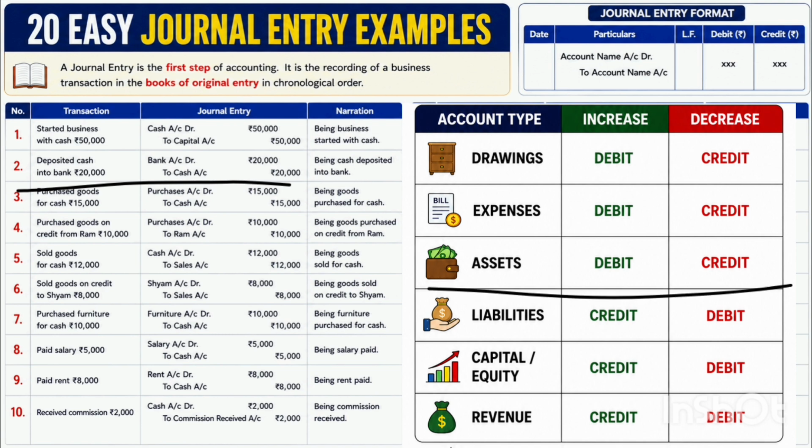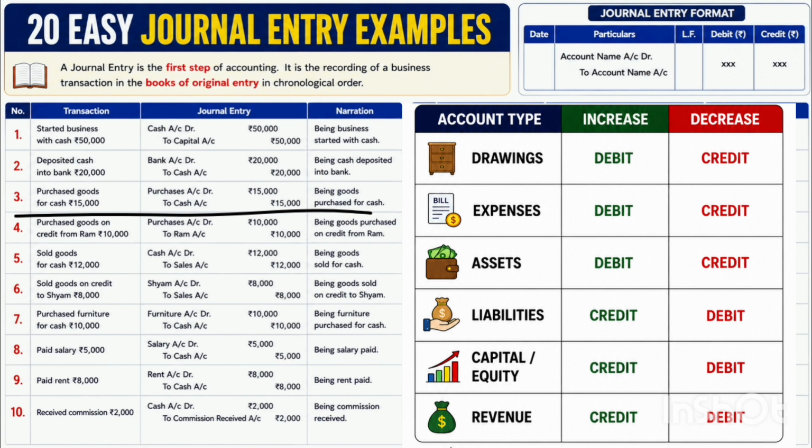Here both are assets, so assets have a debit balance. If assets get increased we have to debit them, and when they get decreased we have to credit them. Your bank account is increasing because the bank is getting money, so we have to debit it. And our cash is getting decreased, so we have to credit it. So what will be the journal entry? Bank account debit to cash account.